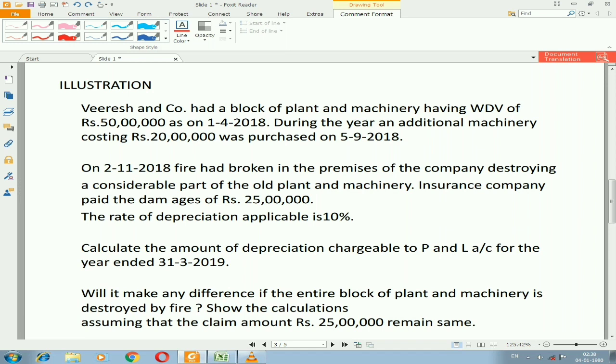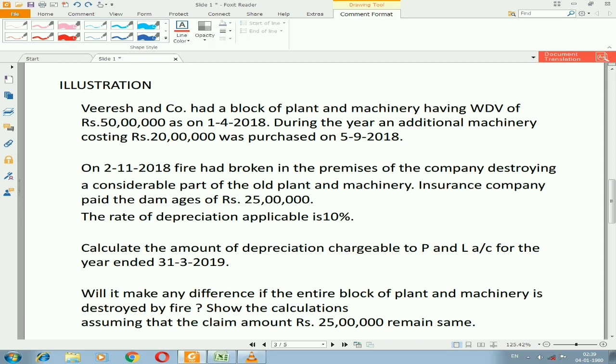Next, on 2/11/2018, fire broke out in the premises of the company, destroying a considerable part of the old plant and machinery. Insurance company paid them damages of rupees 25 lakh. So here they have given that on 2/11/2018 the company had a fire accident. In that situation, a considerable part of the old plant and machinery, not the entire plant and machinery, was destroyed due to the fire accident. I think they had already insured that plant and machinery. That is the reason they got a damages amount of 25 lakhs from the insurance company.